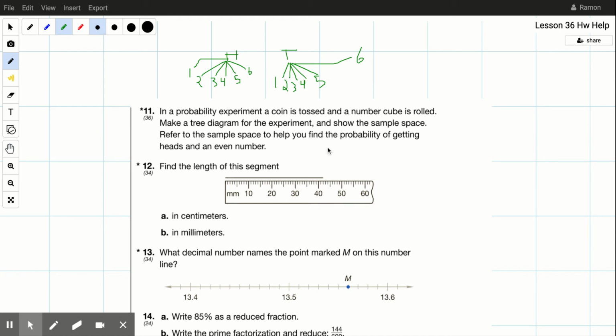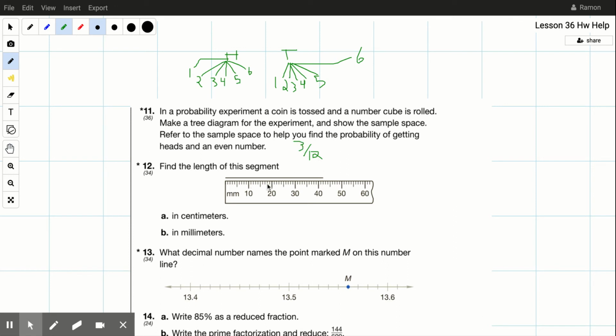Now, using this, we find the probability of getting heads and an even number. So we have a total of 12 possible outcomes, right? Because our sample space shows that we have 12 outcomes. And then heads and an even number comes 1, 2, 3 times. You can get heads 2, heads 4, heads 6. So that's a total of 3. And then we just have to simplify that fraction.